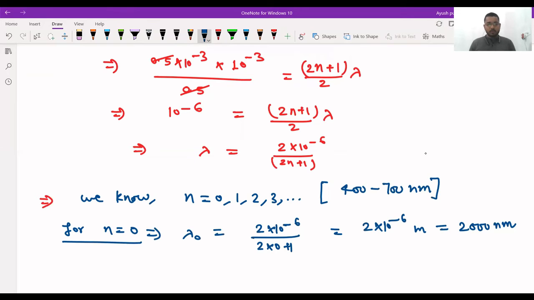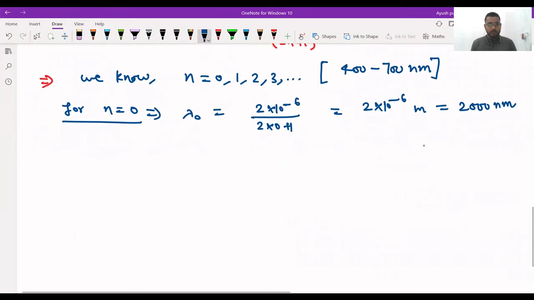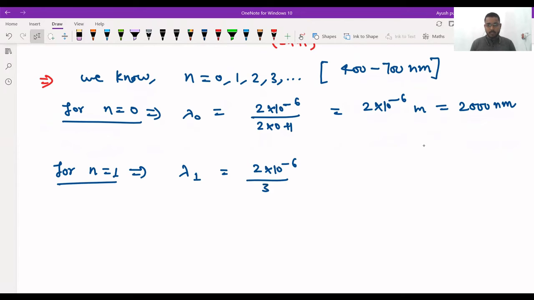Now let's calculate for n equal to 1 and see what the value of lambda is. I am calling this lambda 1. That will be 2 into 10 to the power minus 6 divided by 3. So it will again be 2000 divided by 3 nanometers, which is approximately 667.7 nanometer.